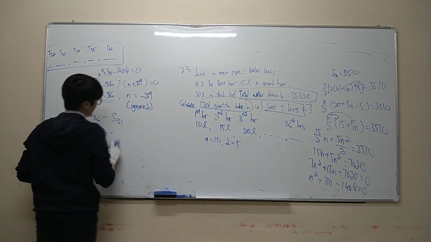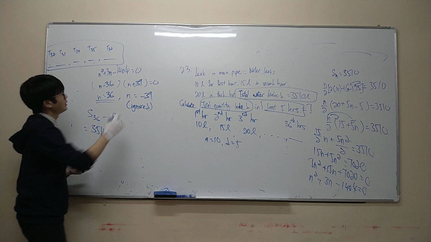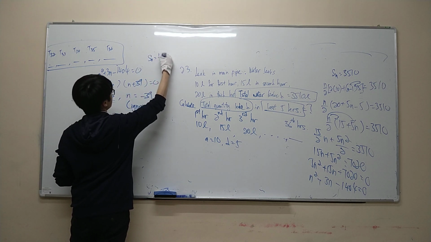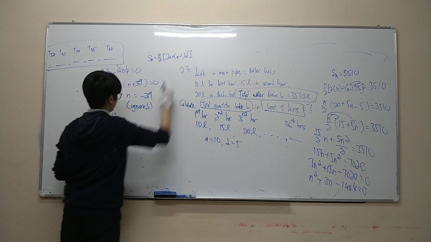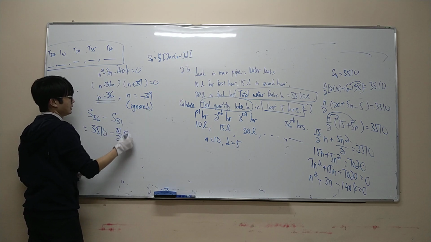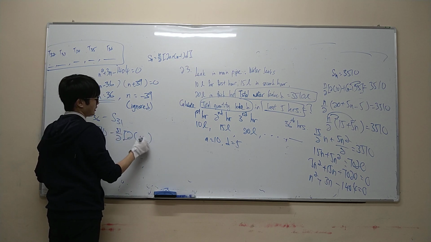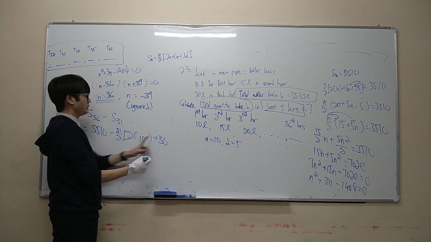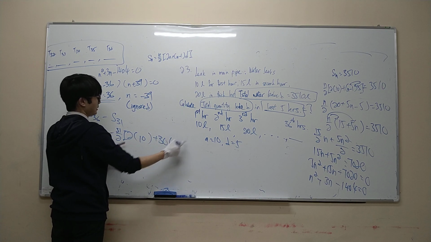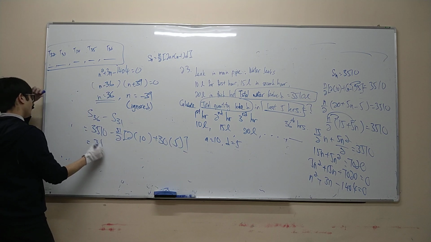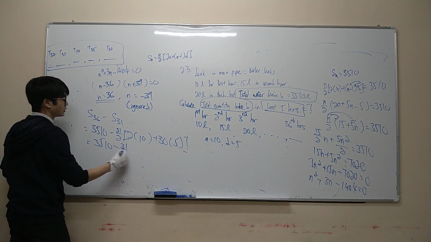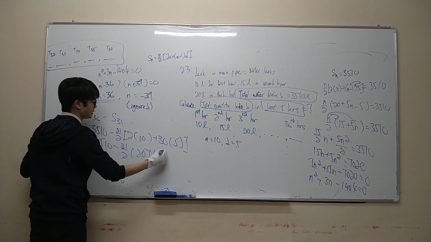And what's S31? Okay, this one you need to use the formula. So the Sn formula again, n over 2, 2a plus (n minus 1)d. So what is the n over 2? So 31 over 2, bracket 2a. What's the a? 10. n minus 1, 30. 31 minus 1 is 30. D is 5. So it will be 3510 minus 31 over 2 bracket 20 plus 150.